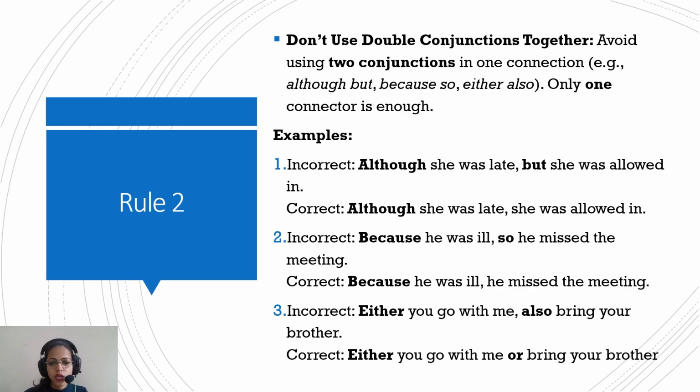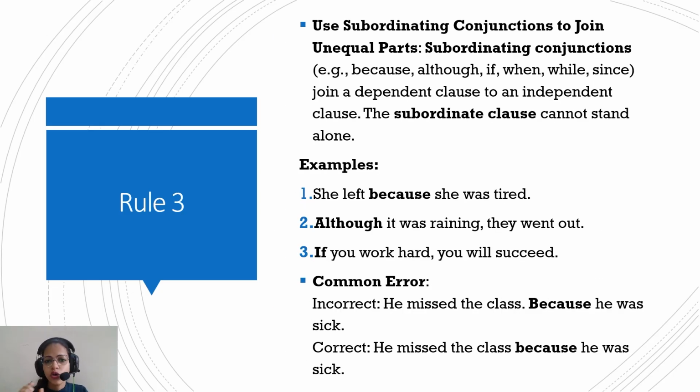But for others, for example, although, you do not need to follow it with but, or because, you do not need to follow it with so. Use subordinating conjunctions to join unequal parts.